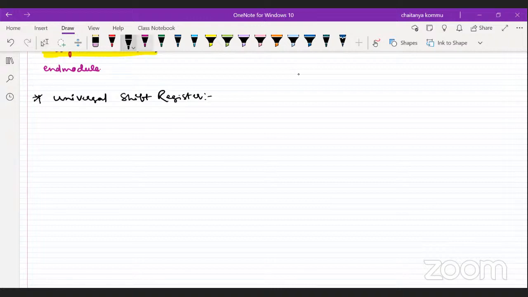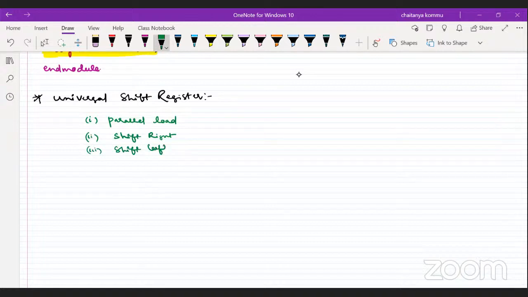That means it has to perform, number one, parallel loading. The second one is shift right operation. The third one is shift left operation. The fourth one is holding operation. Holding means we don't want to change the contents of the register. If any register is performing all these things, then it is called a universal shift register.